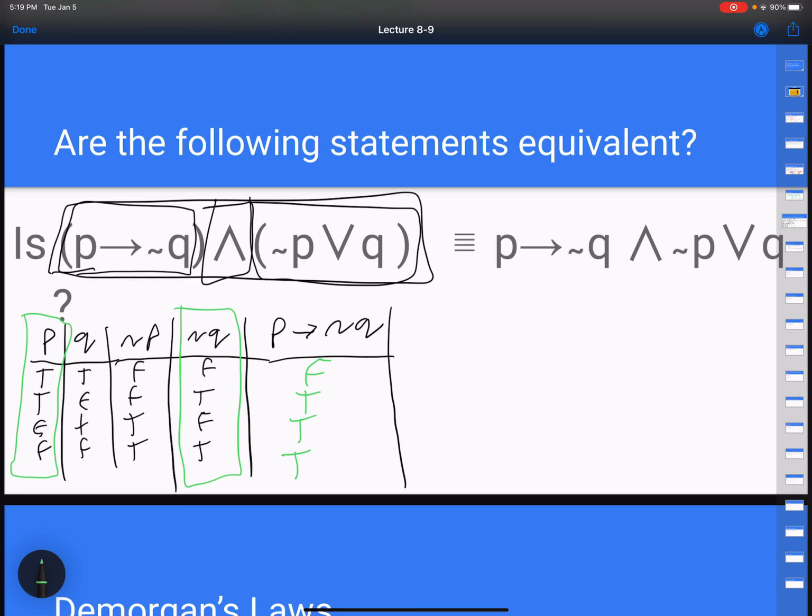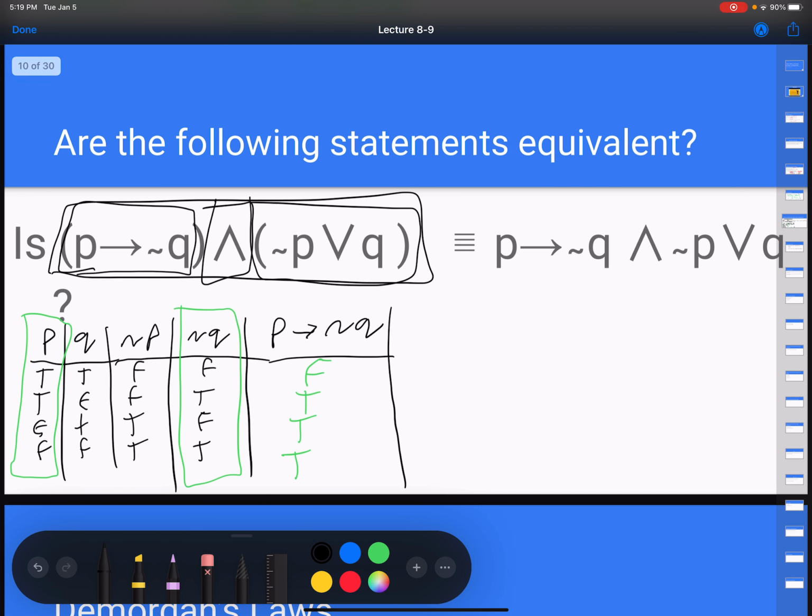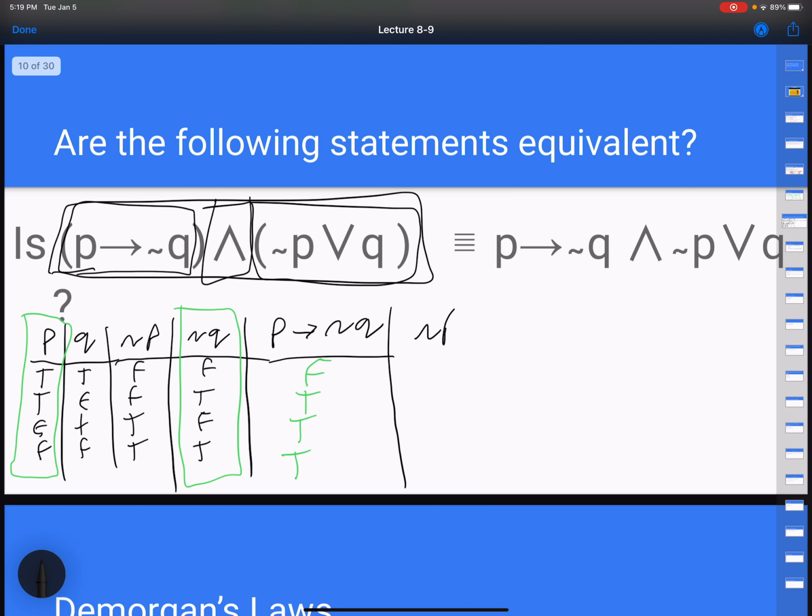Now we have to do the other one. The other one being not P or Q. Not P or Q. And notice these are the same things, but one has parentheses and one doesn't. And this is going to prove to us that the order of operations, even when you're dealing with logic statements, is very important. Doing things in parentheses first might change our answer.